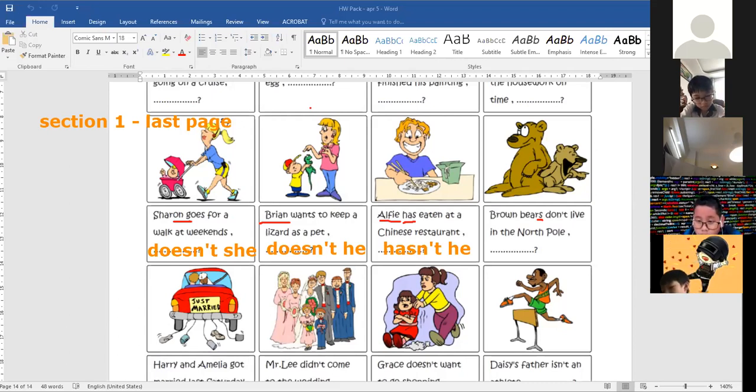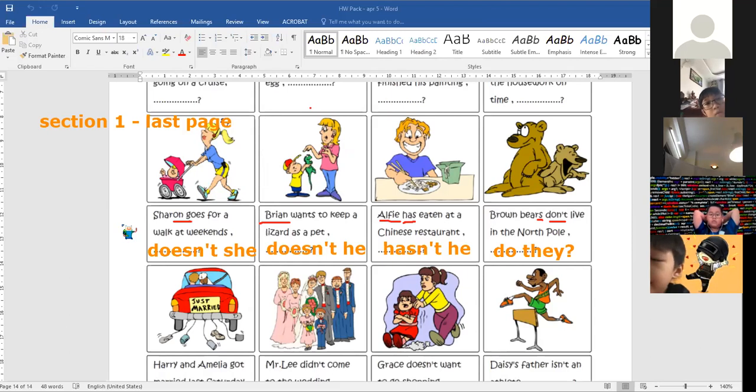Brown bears don't live in the North Pole. Isn't he? What's the opposite of don't? Doesn't. No. Do. All right. And how many bears do we have? Two. So we should be using what pronoun? For more than one person or animal? They. All right, so this should read, brown bears don't live in the North Pole, do they? No, that's why we have polar bears in the North Pole.